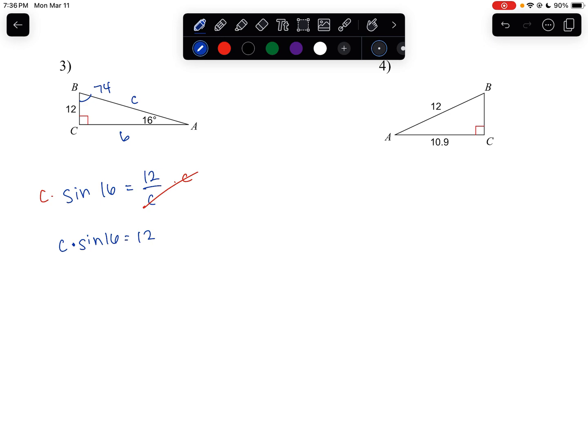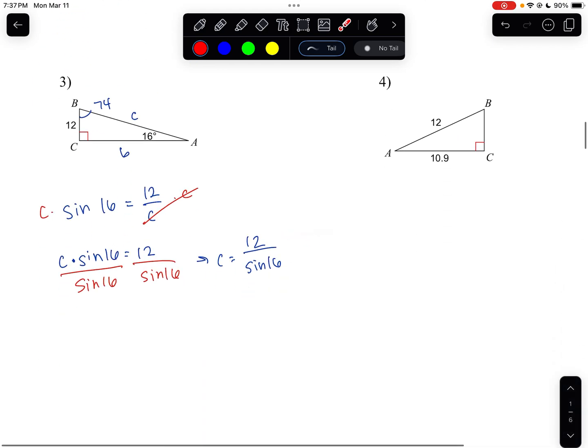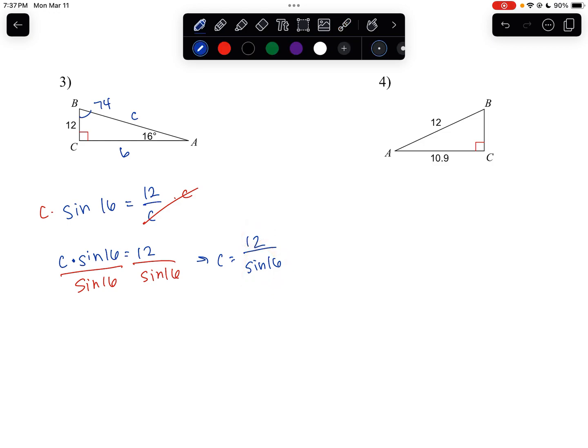Well, okay, well I still want C by itself. I want it in the numerator and by itself. So now I'm just going to divide by sine of 16, divide by sine of 16. So then I'm going to get C is equal to 12 divided by sine of 16. So this time, instead of multiplying by whatever I have, just like up here, 8 times cosine, 8 times sine, now it's going to be 12 divided by sine of 16.